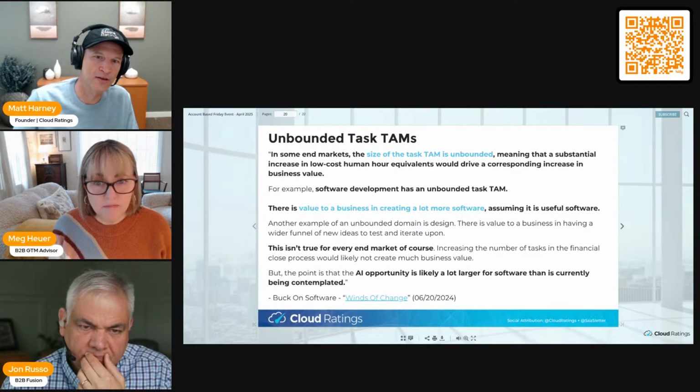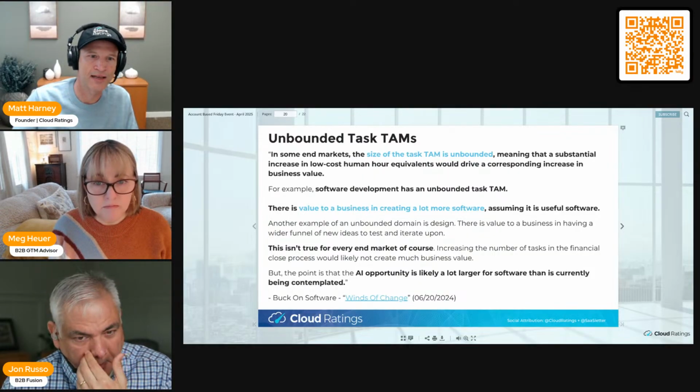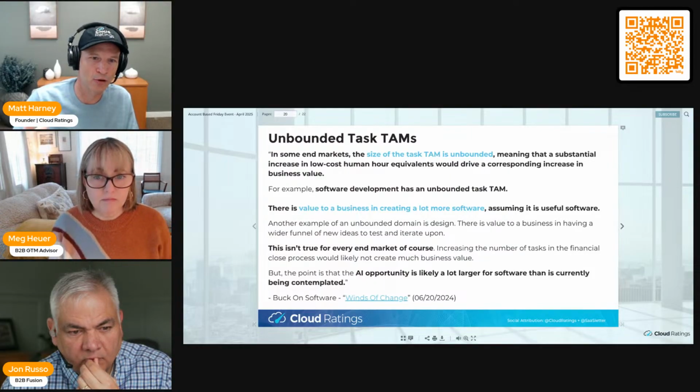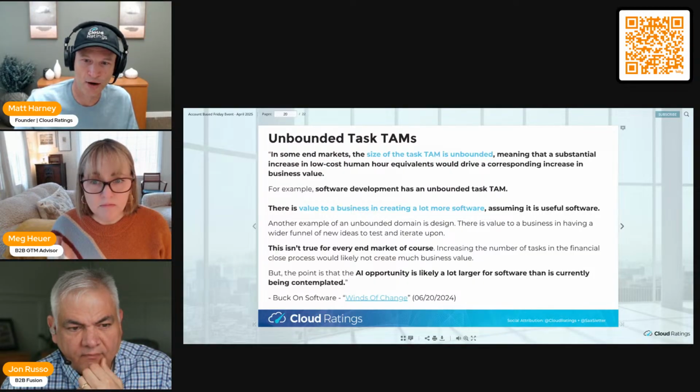I think so much of this comes back to a concept of unbounded task TAMs, and I'll just read aloud. In some end markets, the size of the task TAM, total addressable market, is unbounded, meaning that a substantial increase in low-cost human hour equivalents would give a corresponding increase in business value. For example, software development has an unbounded task TAM. There is value to a business in creating a lot more software, assuming it is useful software.